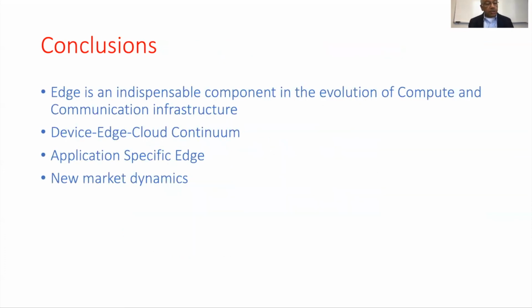So in conclusion, edge is becoming indispensable, and we visualize a device edge cloud continuum. So where is the application specific stuff? We already saw that for different applications, the requirements are going to be different. Because of that, edge is not going to be a general purpose cloud, but rather an application specific yet cloud native server. That's exactly the reason why we call it application specific edge.